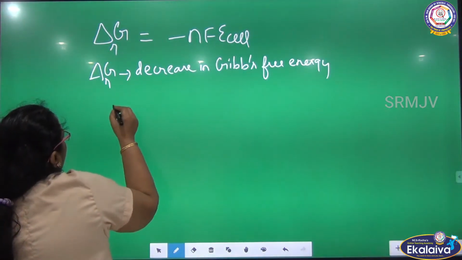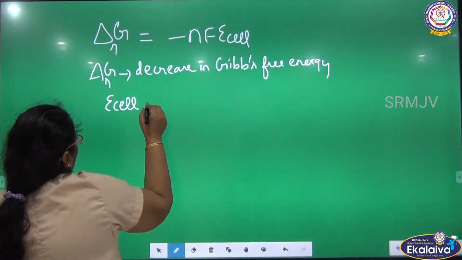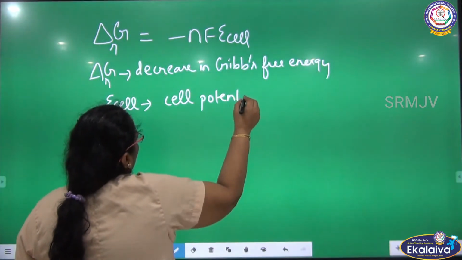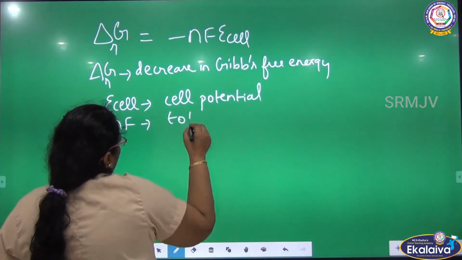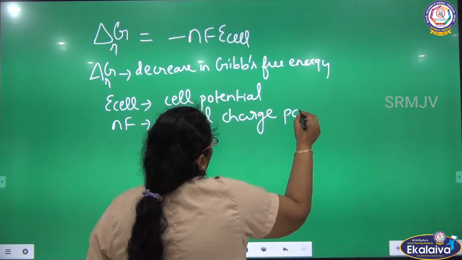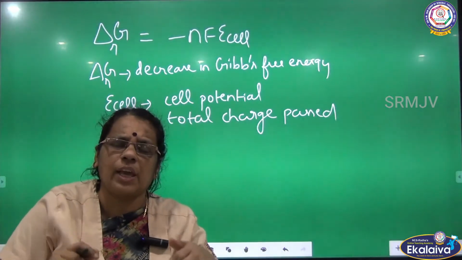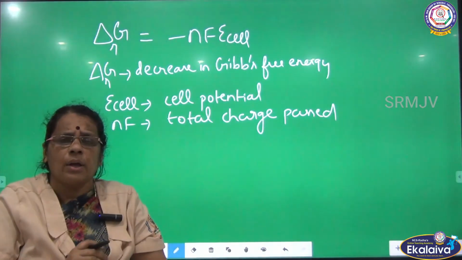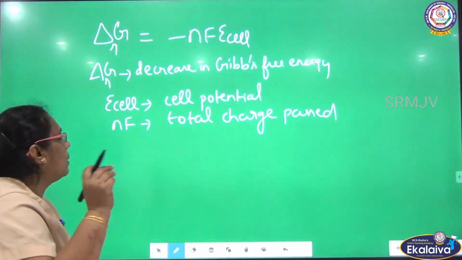And what is nF? And E cell? E cell is nothing but the cell potential. nF is nothing but the total charge passed. So the decrease in Gibbs free energy is equal to minus nF E cell, where nF is the total charge passed into the cell, and E cell is the EMF of the cell or cell potential.